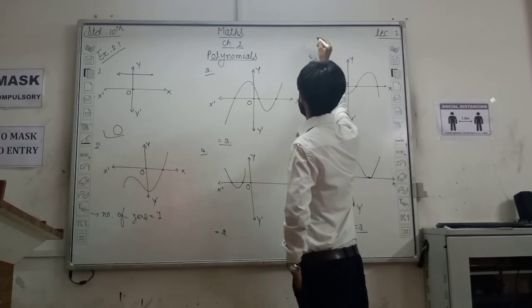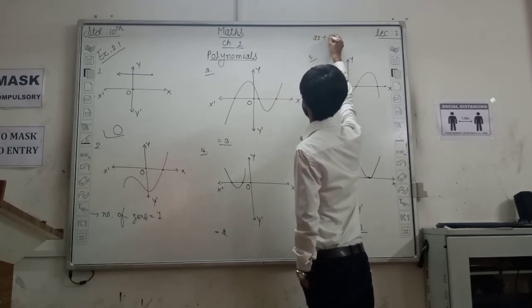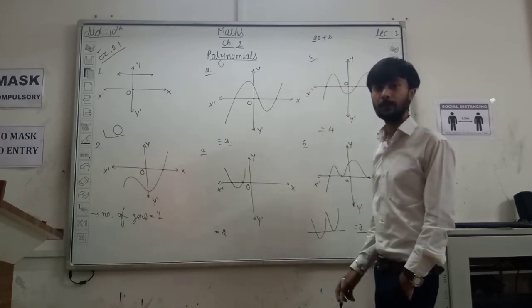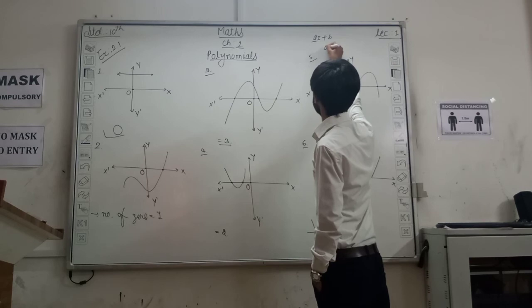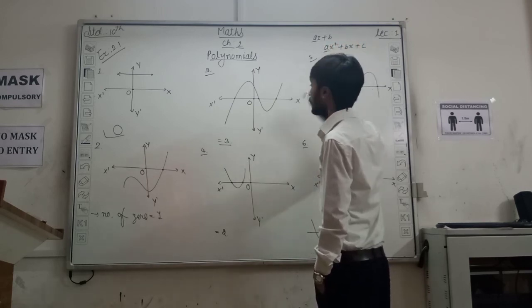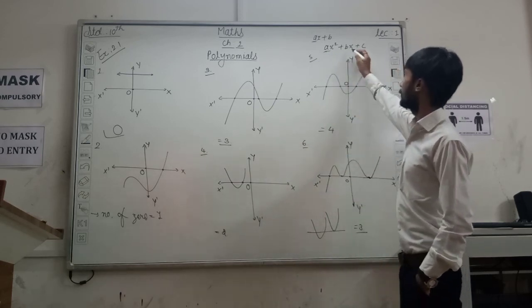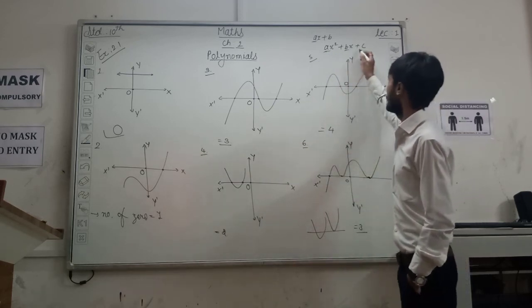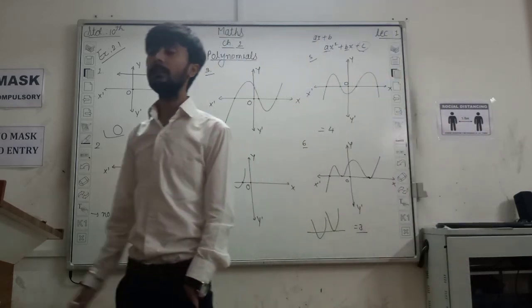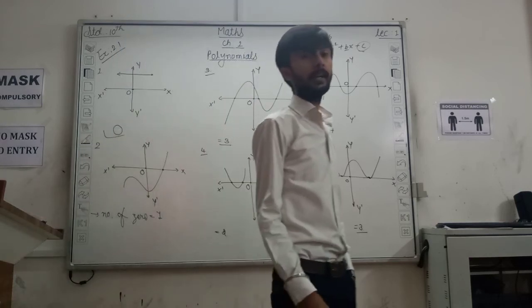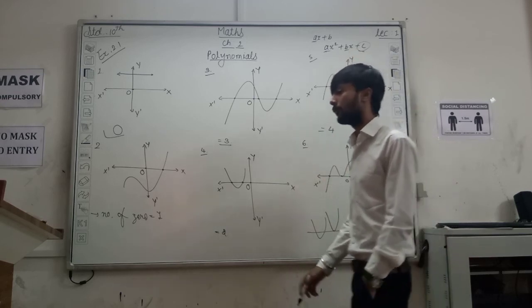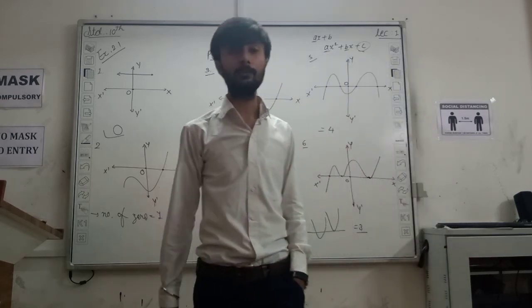So for any polynomial, suppose linear, so ax plus b. So a is coefficient of x and b is constant term, right? Quadratic, ax square plus bx plus c. So a is coefficient of x square, b is coefficient of x and c is constant term. Similarly for cubic also. Okay, so these are the coefficients and we have to show the relation between these coefficients and zeros of polynomial. First, what is zeros of polynomial?